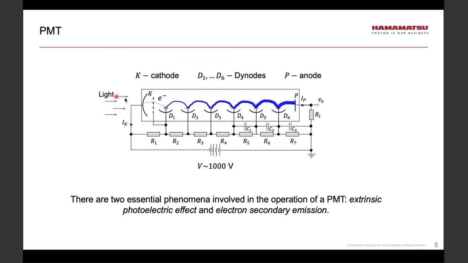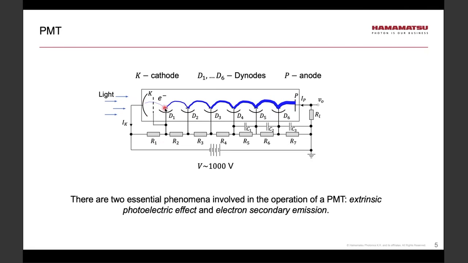Light illuminates the photocathode. At the photocathode, a process known as extrinsic photoelectric effect occurs, which means that if light has enough energy, it can allow an electron or electrons to be ejected from the surface of the photocathode. So on the drawing, we have one representative electron emitted from the photocathode. The potentials are set up in such a way that this electron is going to accelerate towards the first dynode.